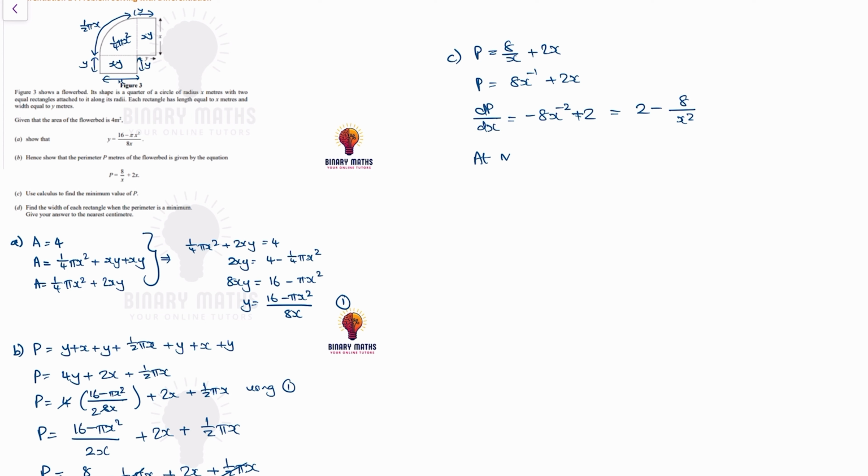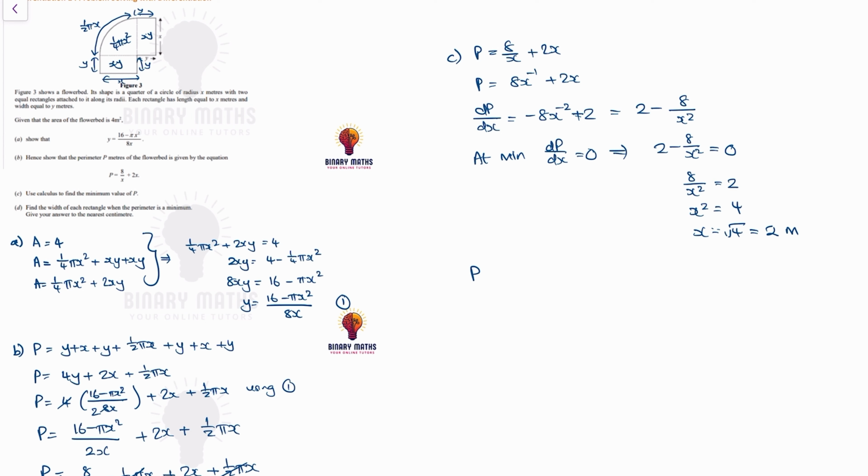At minimum, we know dP/dx is equal to 0, which implies 2 minus 8 over x squared is equal to 0, which means 8 over x squared is equal to 2, which means x squared is equal to 8 over 2, which is 4. x must be positive, so x must be equal to square root of 4, which is equal to 2. The units are in meters, so 2 meters.